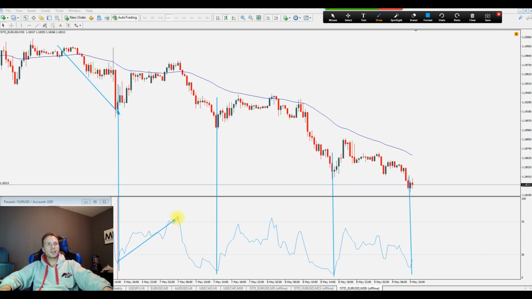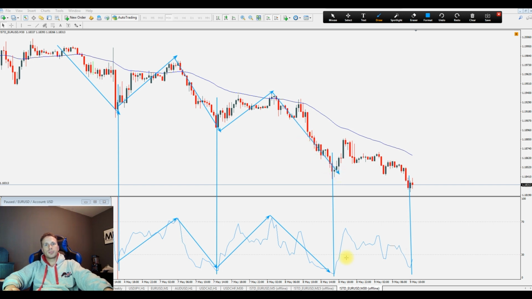Price pulls back, RSI pulls back, price pulls back, trends down again, creates a lower low. RSI creates a lower low. It's lower than this one. Price comes back up, pulls back, RSI pulls back, trends down, creates a lower low on the RSI. Price creates a lower low.